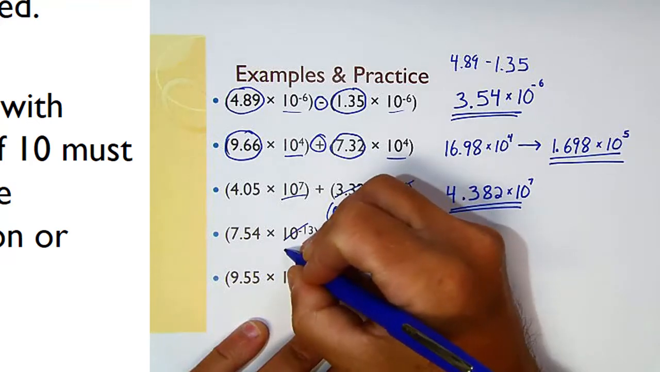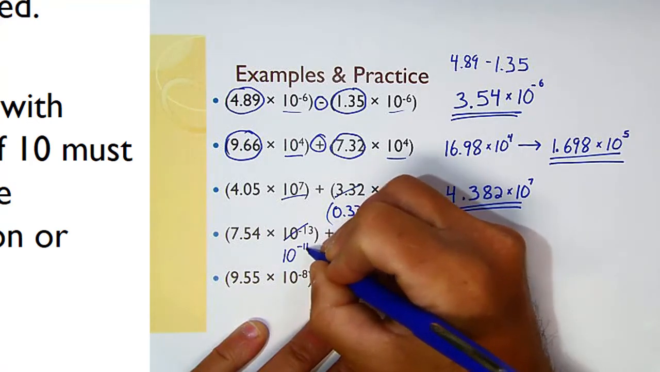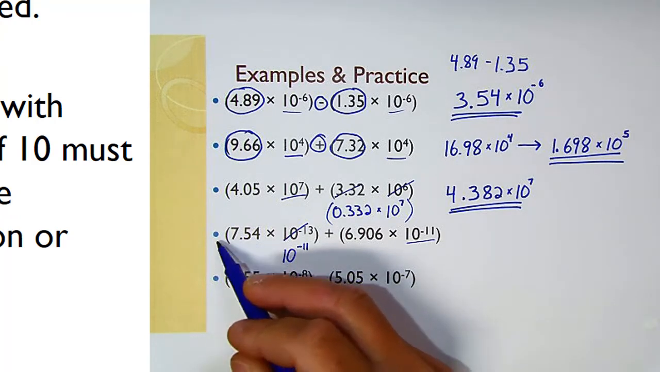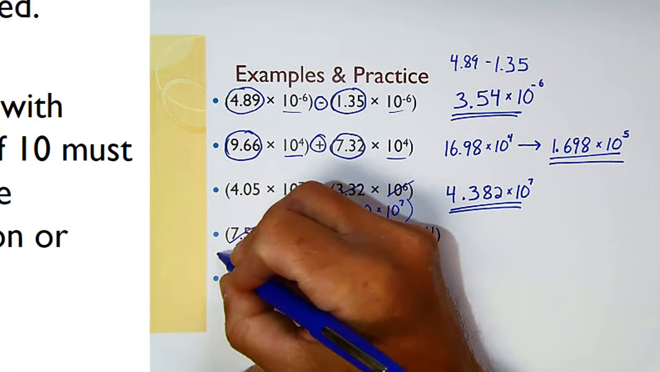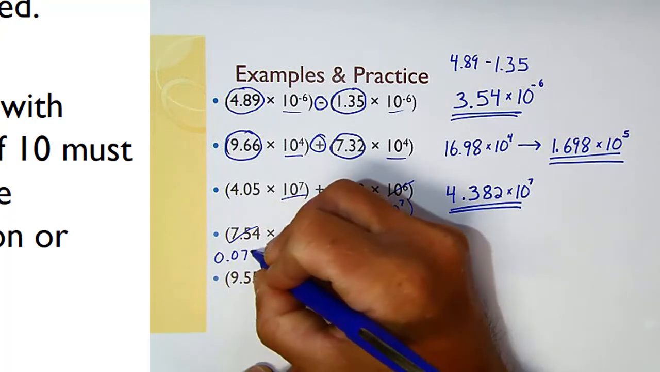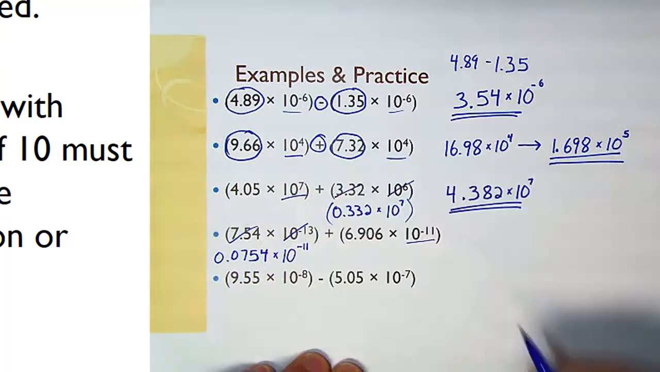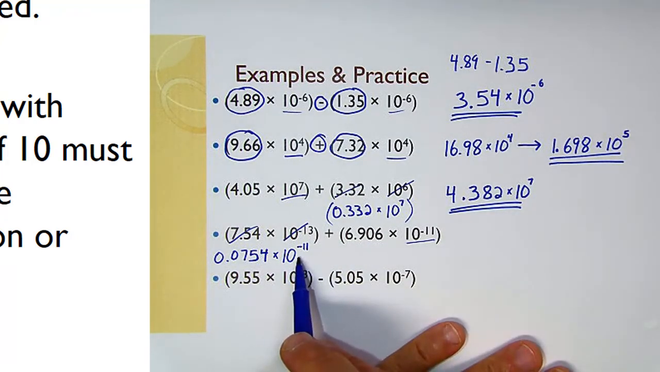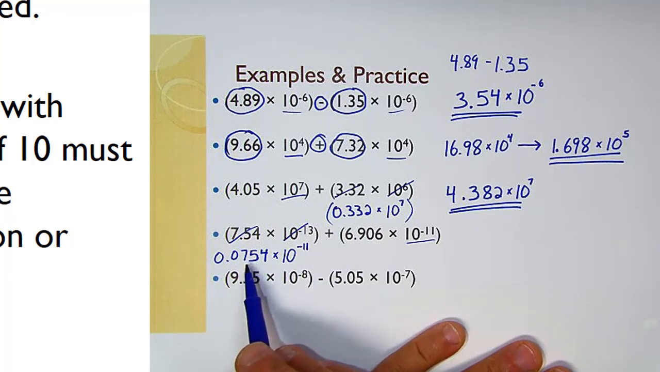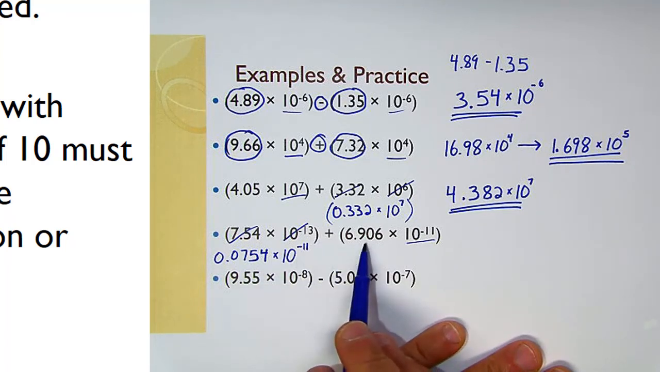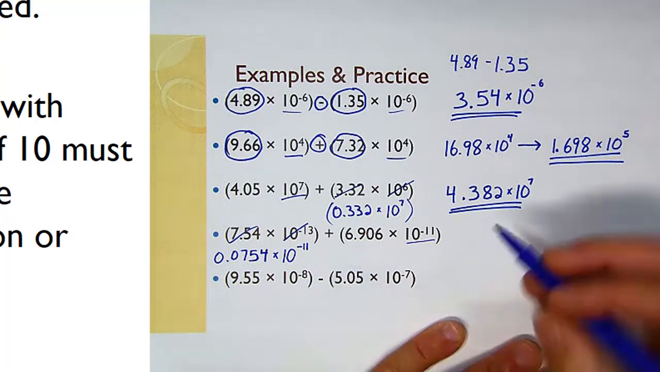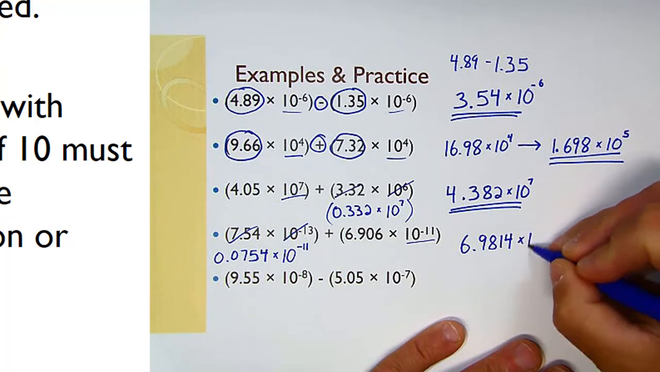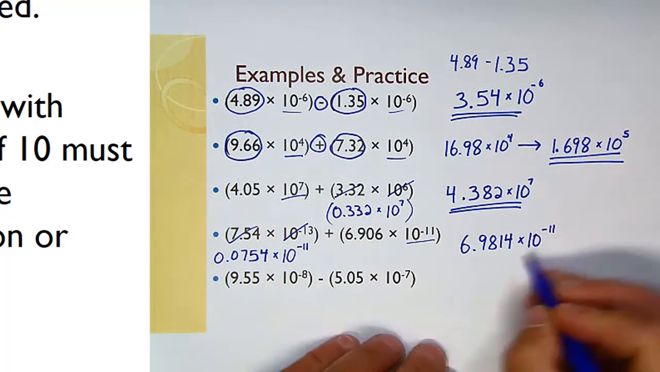So if we change this number so that it becomes 10 to the negative 11th power, it's going up by 2 places. That means this has to go down by 2 places, and our new coefficient is 0.0754 times 10 to the negative 11th. And now that our powers of 10 match, we can combine those coefficients. 0.0754 plus 6.906 becomes 6.9814. And those are now 10 to the negative 11ths.